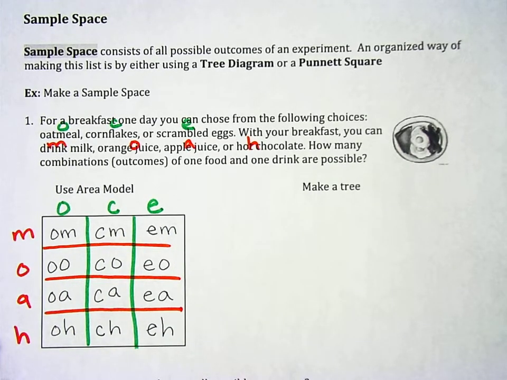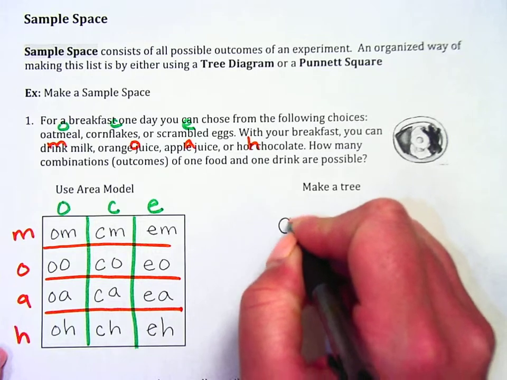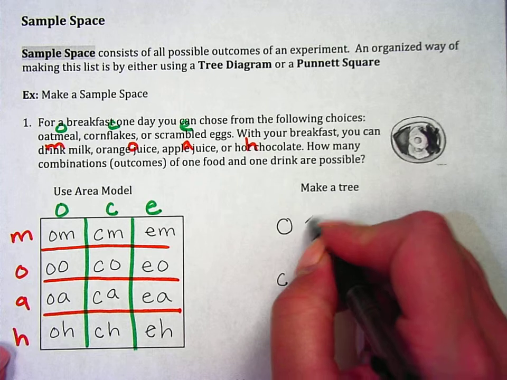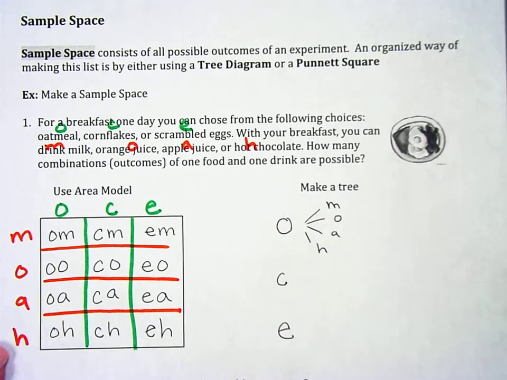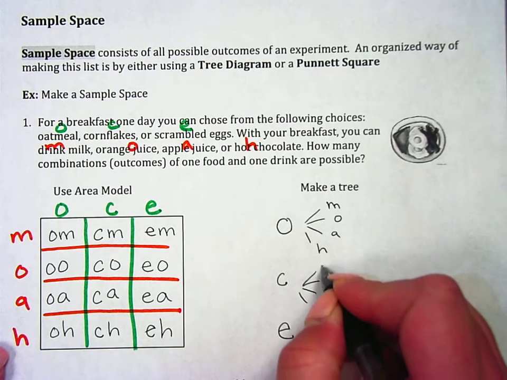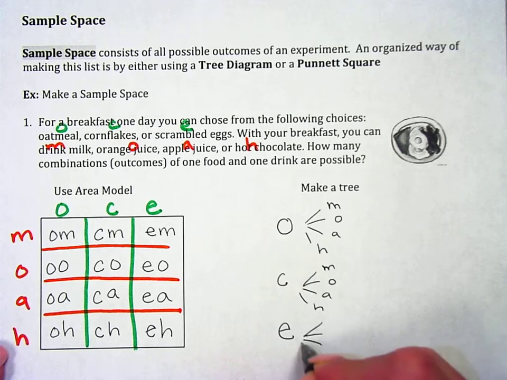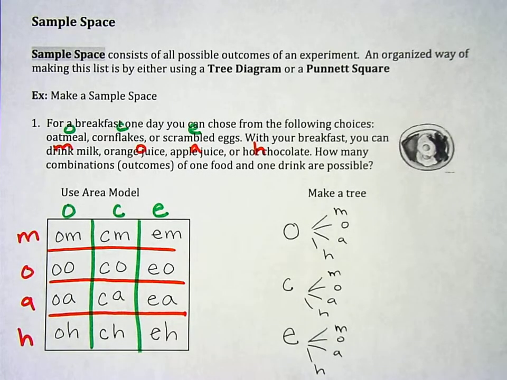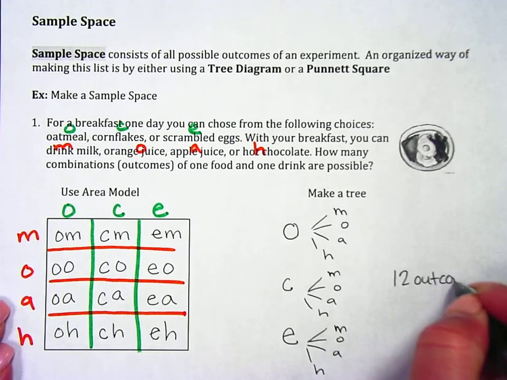My tree is the other option that you've probably seen before when you're looking at probability. So if I'm starting with my oatmeal, cornflakes, eggs, from there, each one had 4 possible outcomes: milk, orange juice, apple juice, hot chocolate. Milk, orange juice, apple juice, hot chocolate. Milk, orange juice, apple juice, hot chocolate. Either way, I should have 12 possible outcomes.